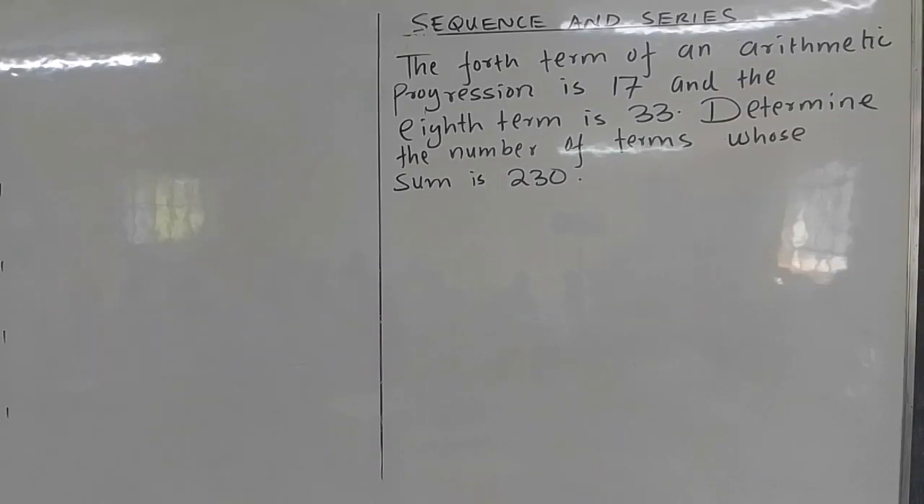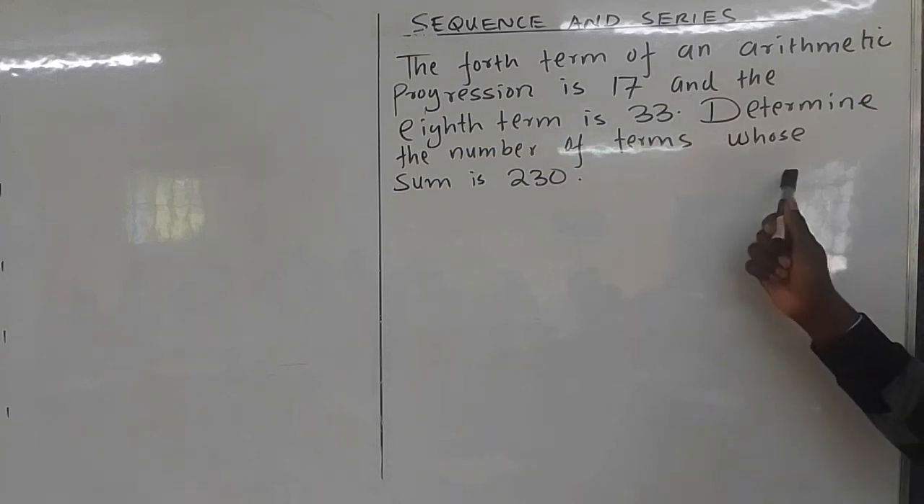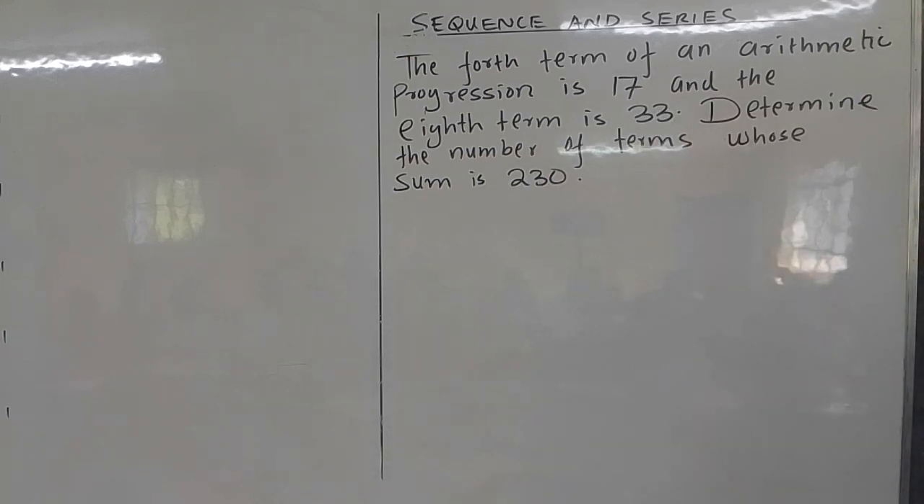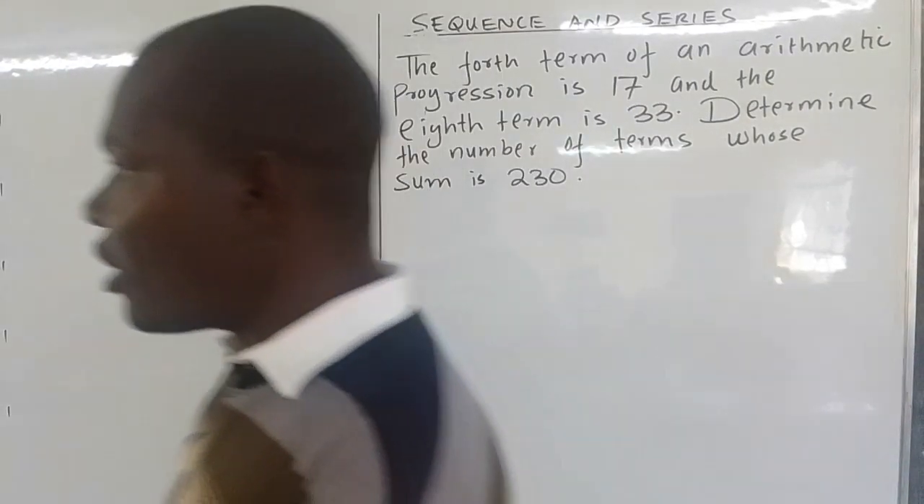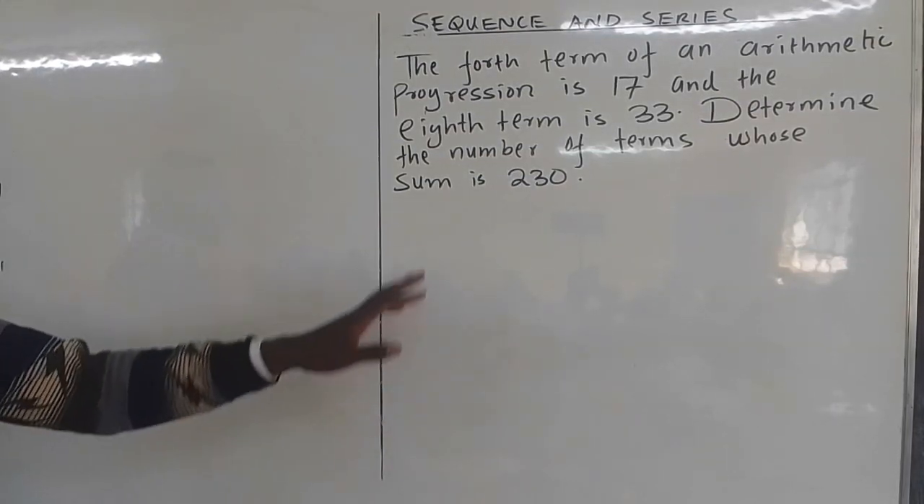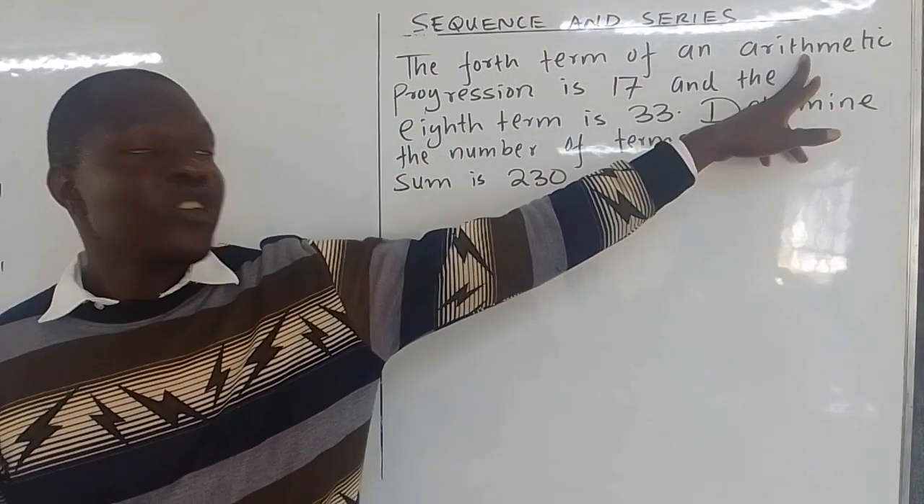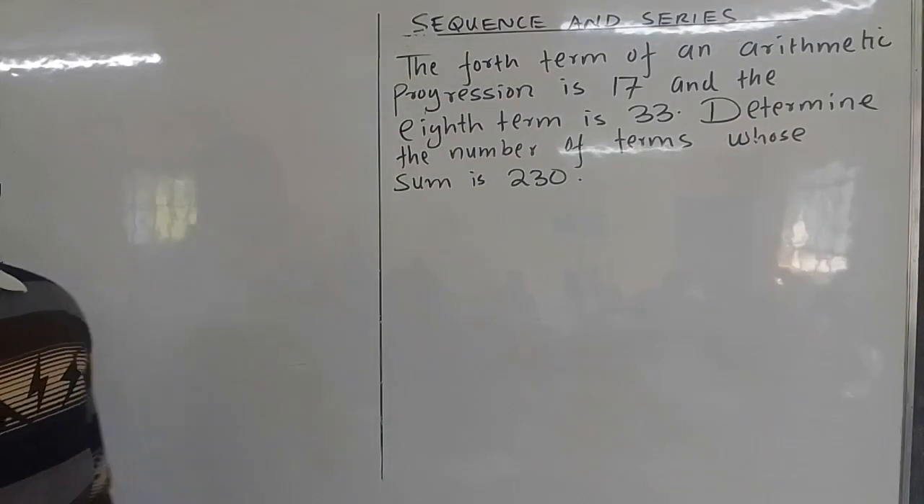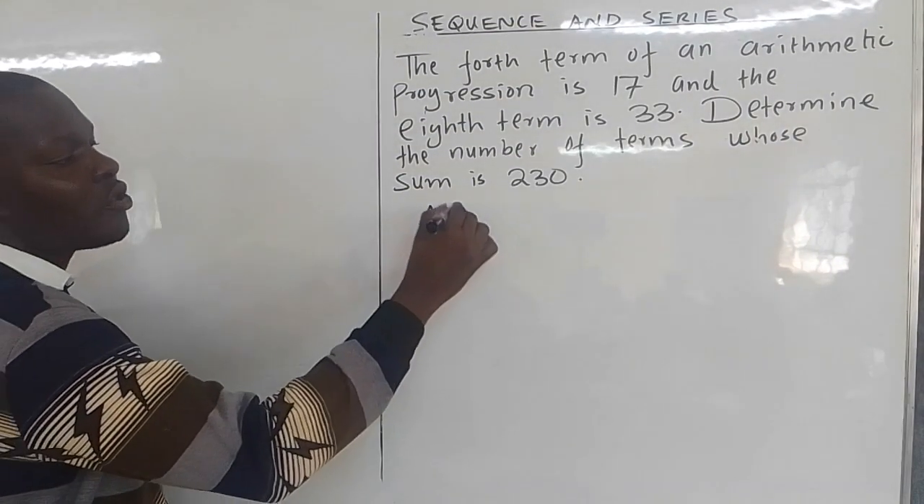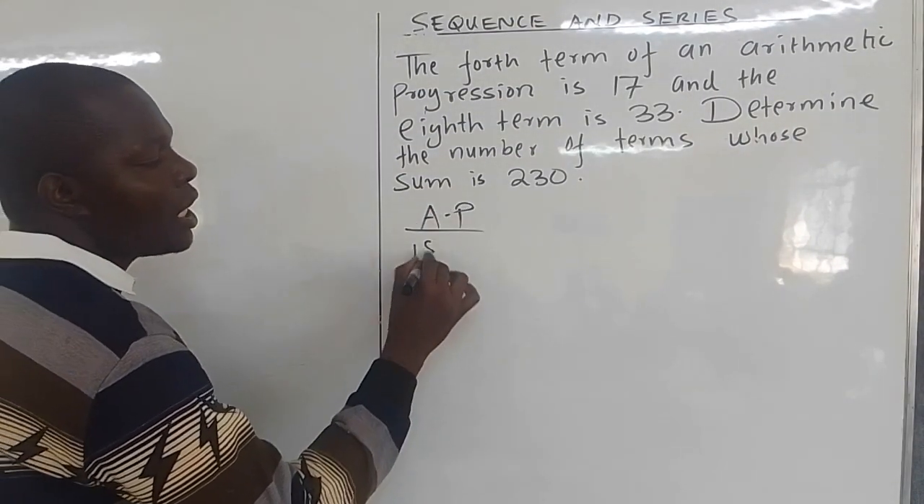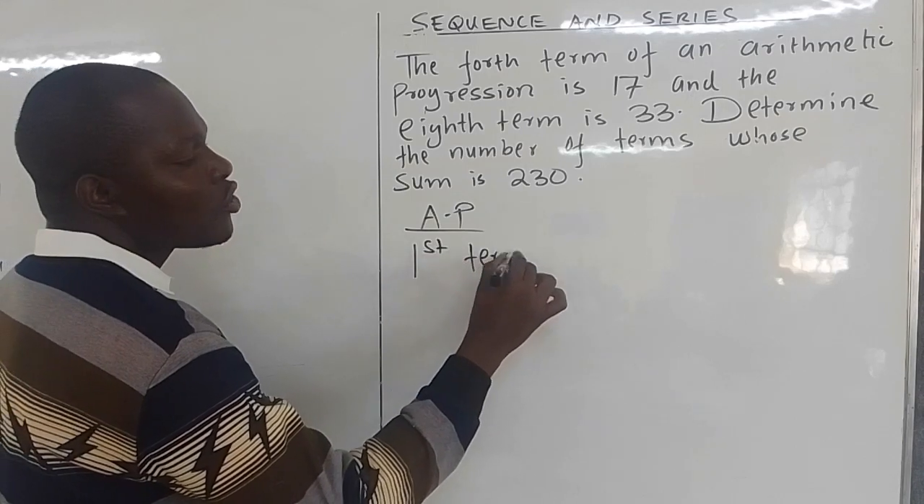So in this next case, you've been told the fourth term of an arithmetic progression is 17 and the eighth term is 33. Then you've been told to determine the number of terms whose sum is 230. So the first thing is to understand what is required. You identify the unknown. You'll be told it is an arithmetic progression. So once you've identified that it is an AP, you identify the unknowns of an AP.